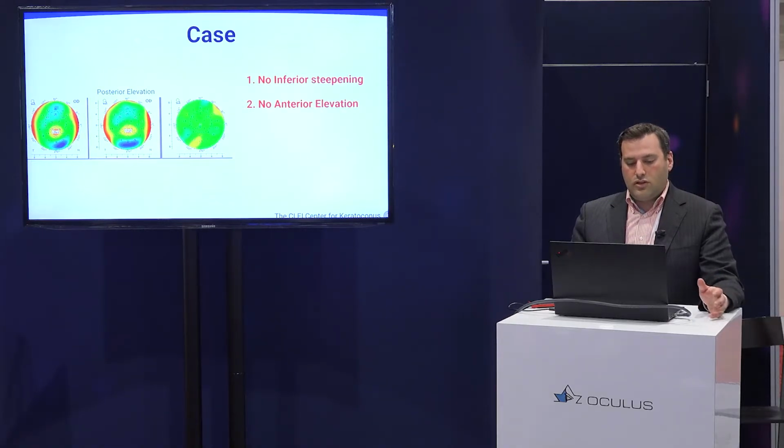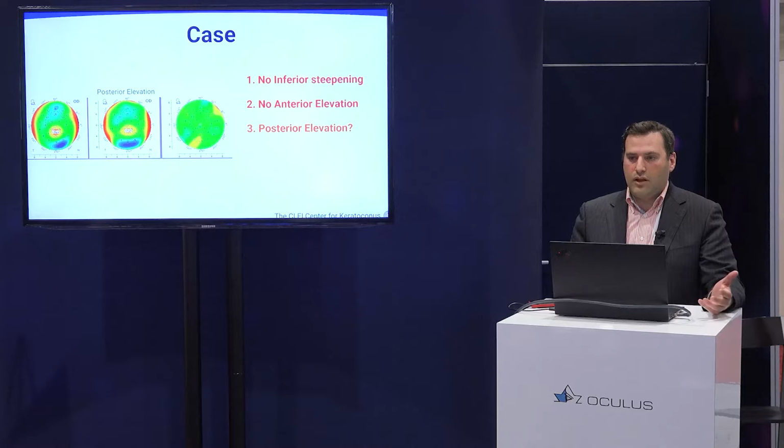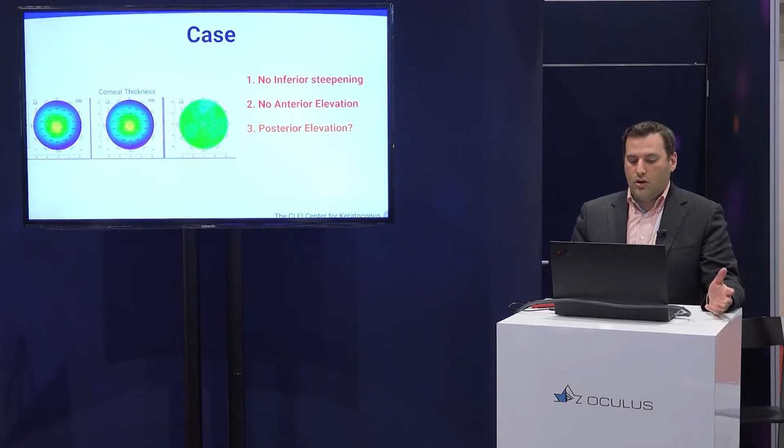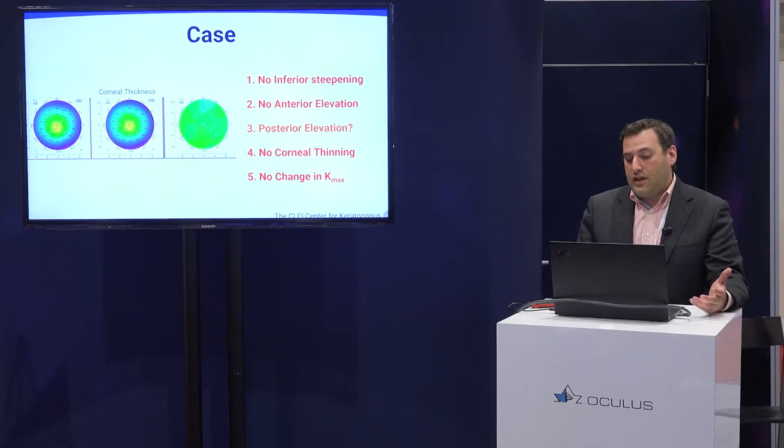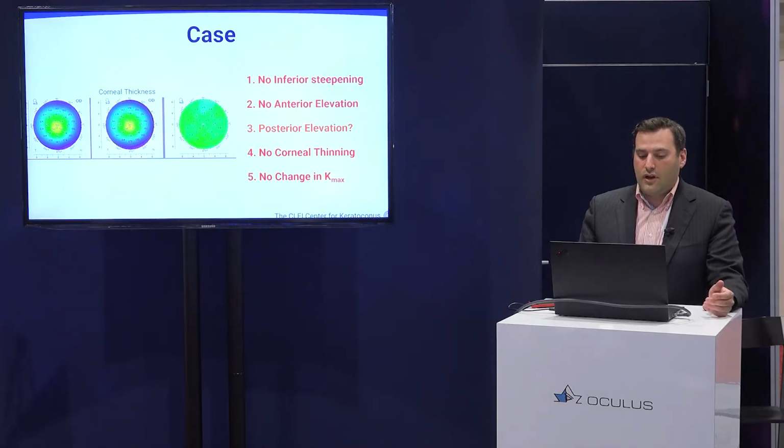Their posterior elevation went from 31 microns to 36 microns, so there's a little bit of additional elevation. Hard to know what that means. Is that relevant? Does that constitute progression? There's no additional thinning, and their Kmax, as we said, hadn't changed. So has this patient progressed at all? Based on our metrics, it's very hard to say that they have. For the most part, they have not.